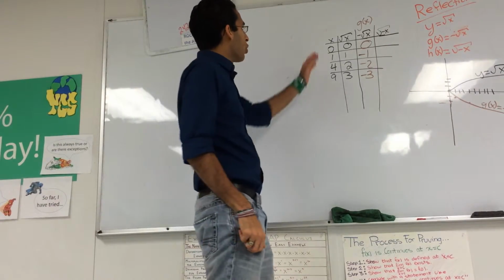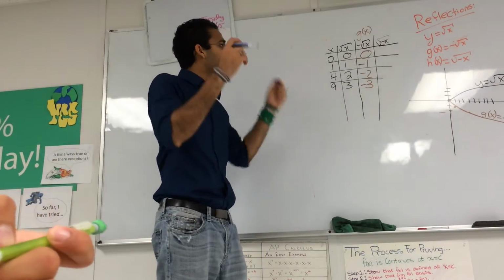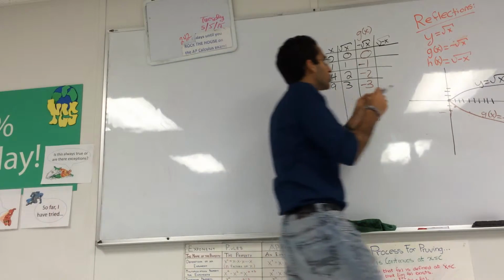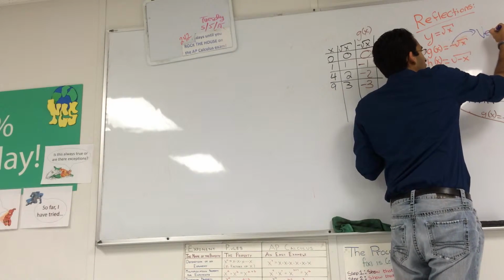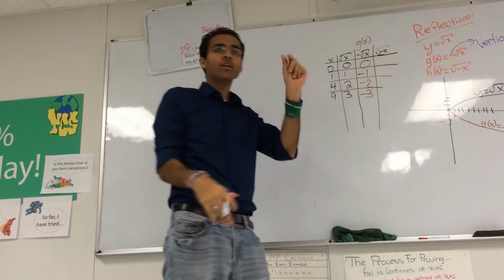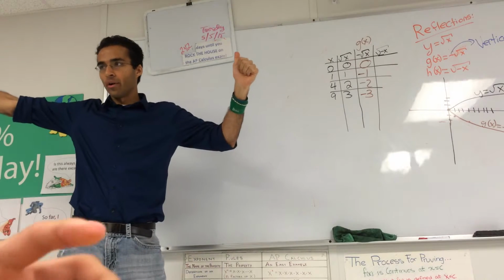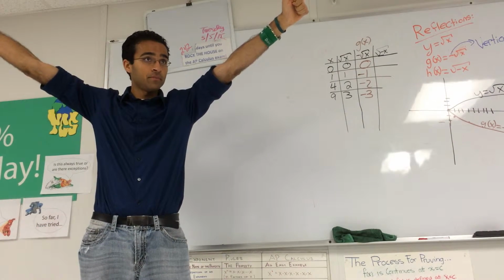So notice the only difference between black and brown is the y's are multiplied by negative 1. That means, and this is crucial, that this right here is a vertical something. I don't want to call it a reflection. I just want to say it's vertical. I know it's vertical because it affects the y coordinate. Vertical things affect y.